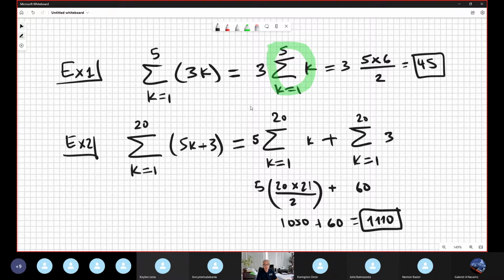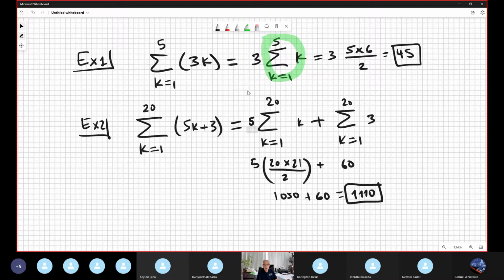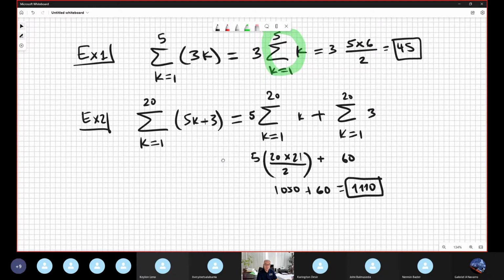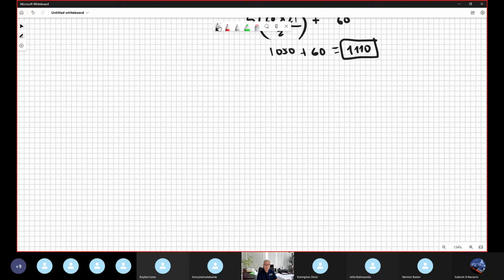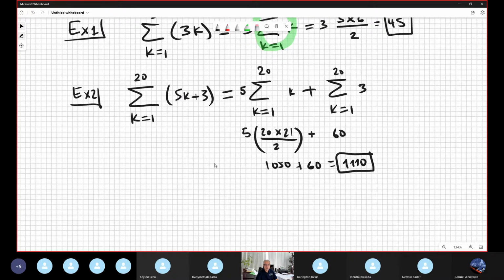Okay, you apply different properties for the summation. Remember, a constant you put outside the summation and you apply the formula when it's k or when it's k squared and so on. Is it clear or not? Is this topic easy or not?